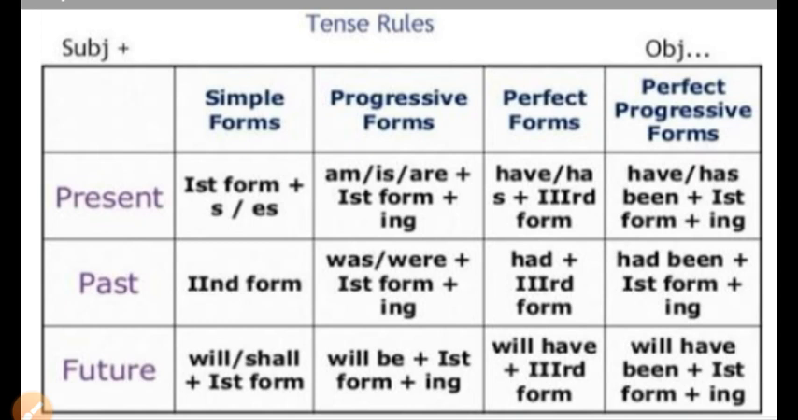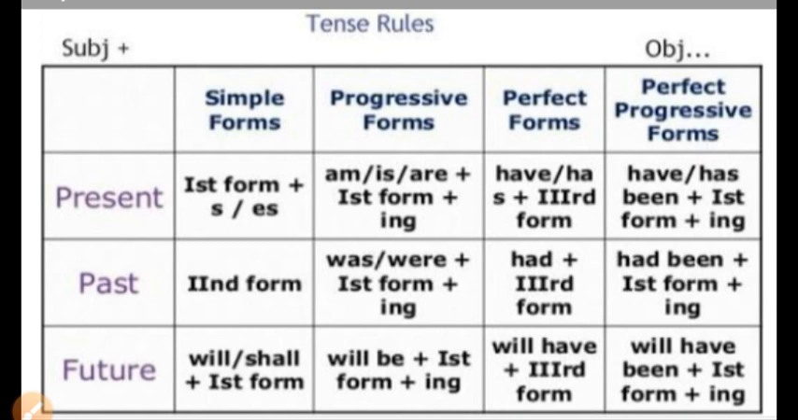Children, progressive forms means continuous tenses. So present continuous means is, am, are plus first form of the verb plus ing. Past continuous was, were plus first form of the verb plus ing. Future continuous will be plus first form of the verb plus ing.